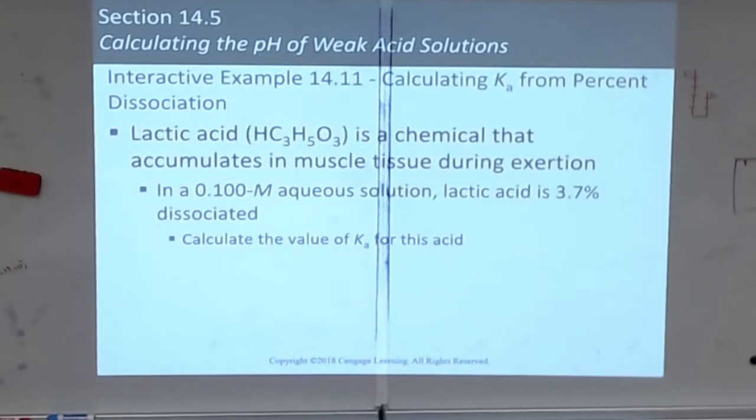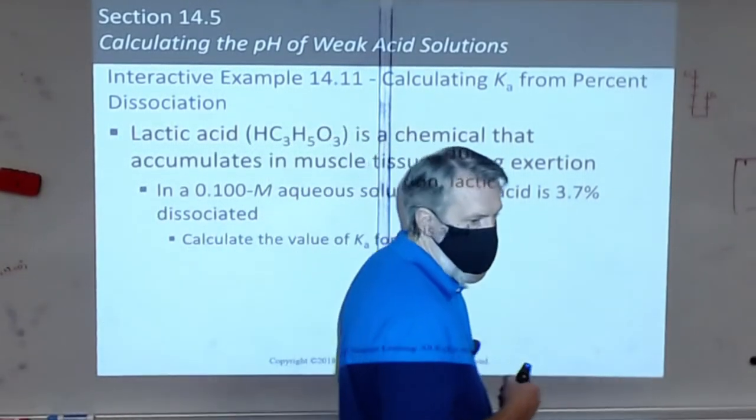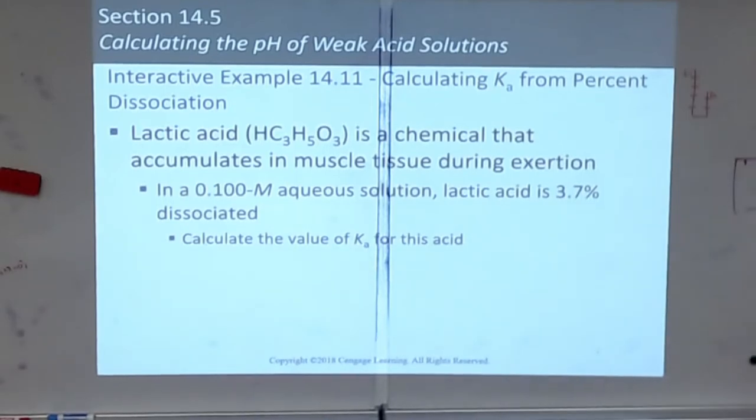Good. Excellent. Lactic acid, chemical that accumulates in the muscle tissue during exertion. A 0.1 molar aqueous solution, lactic acid is 3.7% dissociated. All we're doing is going backwards. There's a lot of text I'm going to click through here. You guys know how to take that same equation we just did and run it backwards, right? Y'all write that down and go backwards, and then I'll run through the clicky. I think I got like 6 slides here to explain that.